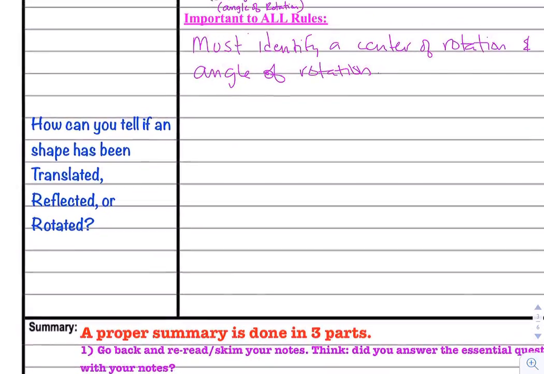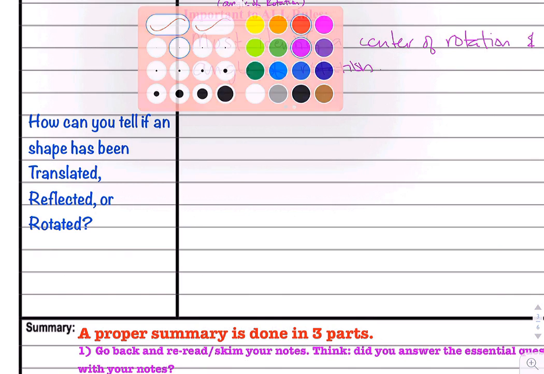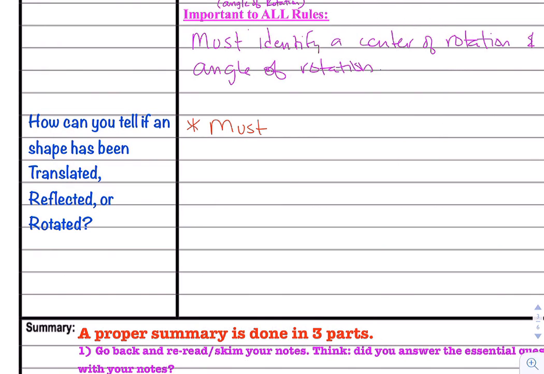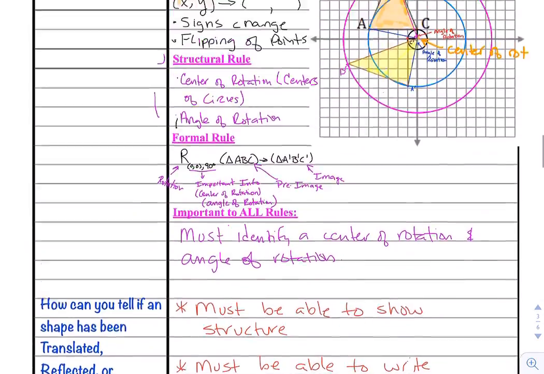So now we have our last question. How can you tell if a shape has been translated, reflected, or rotated? And so the big takeaway here is that you must be able to show the structure, whatever that structure may be, and you must be able to write a rule. Okay, and because the algebraic rules are really not that useful all the time, this is going to be the formal rule.